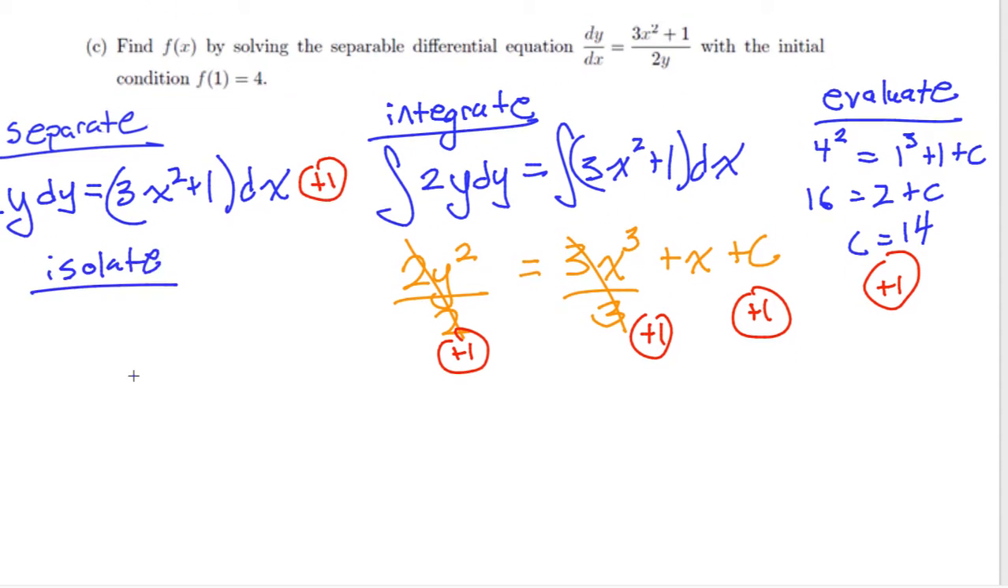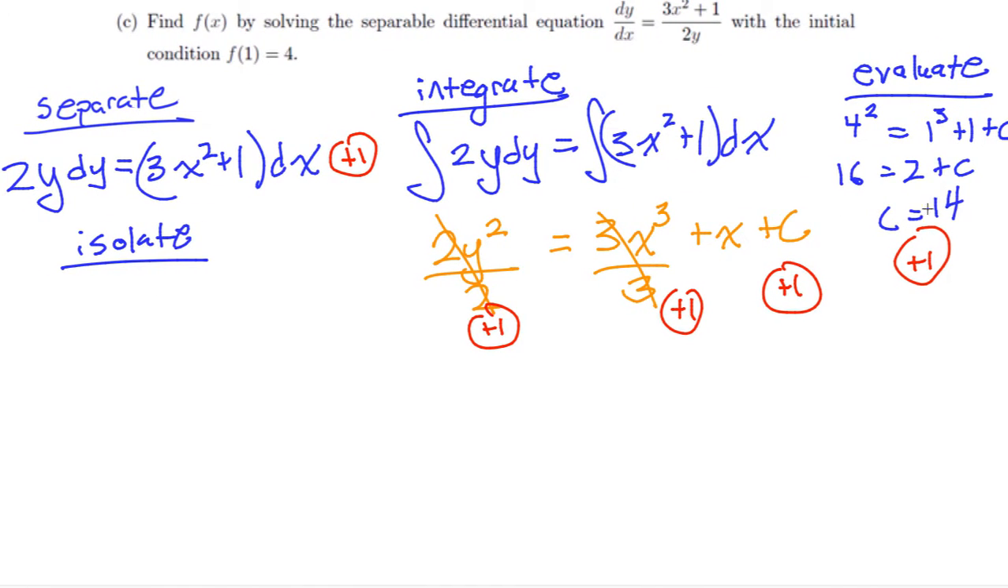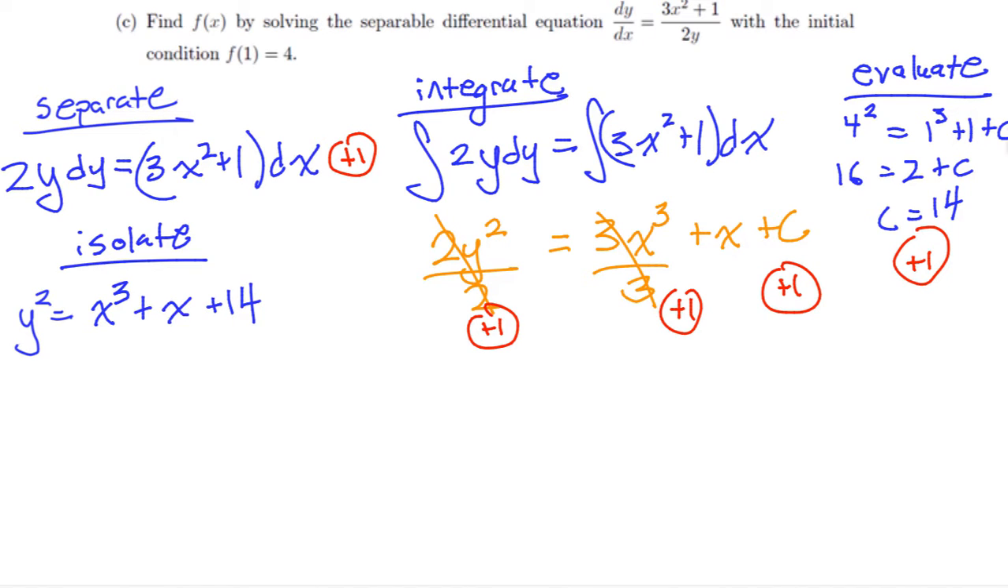Step 4. And it's actually pretty easy for this question. It's just a square root function. So we'll have y squared is equal to x cubed plus x, and then plus c, which is now 14. Take the square root of both sides. And when I take the square root of both sides, I get y is equal to plus or minus the square root of x cubed plus x plus 14. That should be a cube right there.